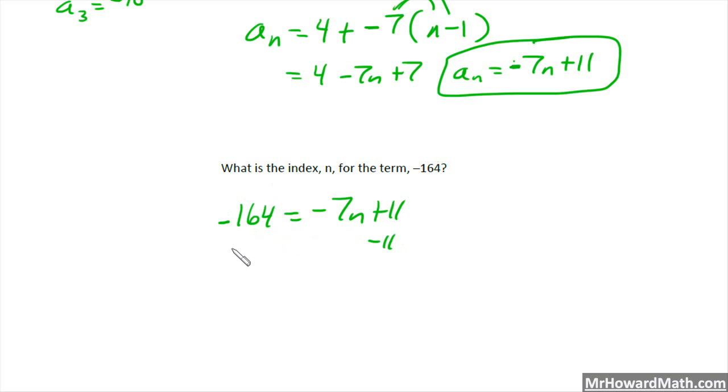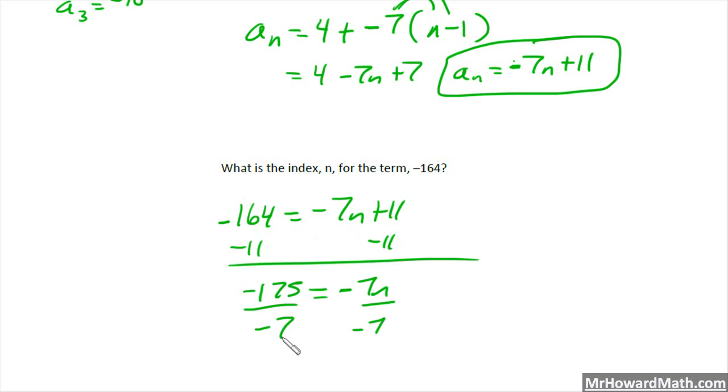So we subtract 11, we get negative 175 equals negative 7n, divide by negative 7. So negative 175 divided by negative 7 is 25, so n is equal to 25. So negative 164 has an index value of 25, meaning it's the 25th term in our arithmetic sequence.